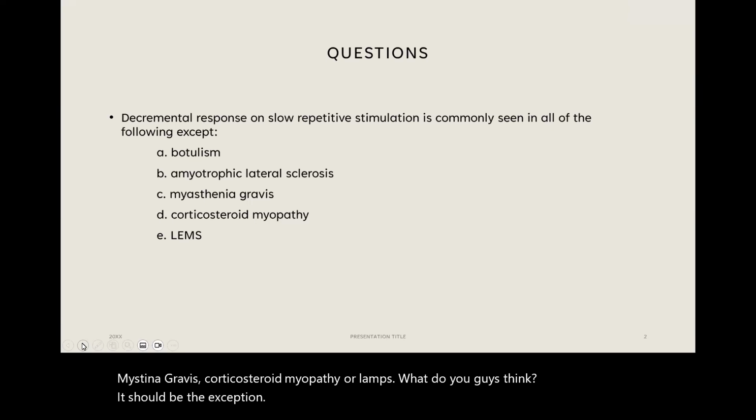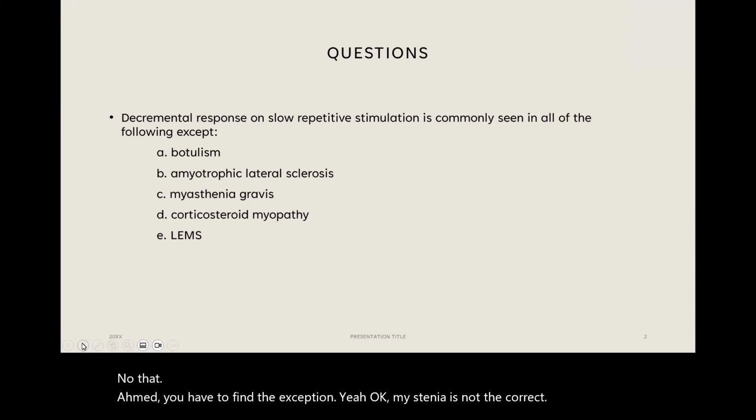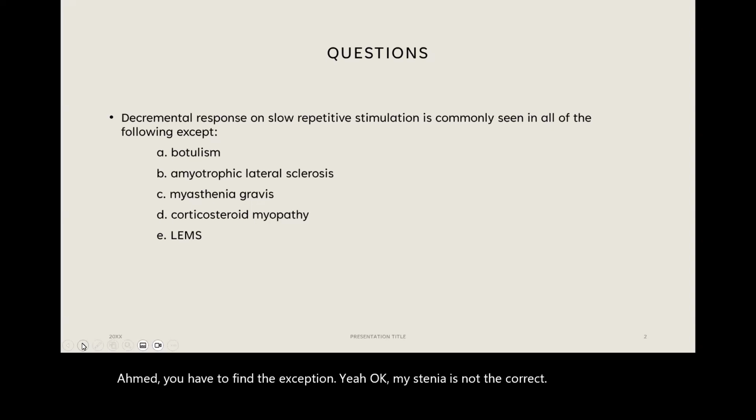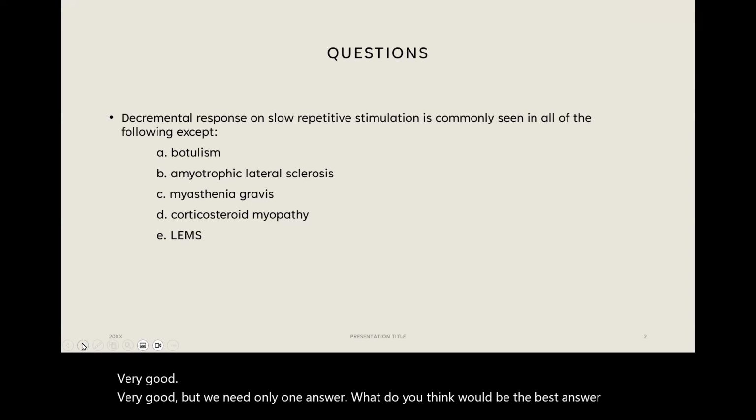So obviously myasthenia is not the correct answer. No. Botulism. And Ahmed, you have to find the exception. Yeah, okay. Myasthenia is not the correct one. The obvious ones, because it's between Lambert-Eaton, when it's slow, it decrements. So it's between amyotrophic lateral sclerosis and corticosteroid myopathy. Very good. Myopathy. Very good. But we need only one answer. What do you think would be the best answer? Myopathy.